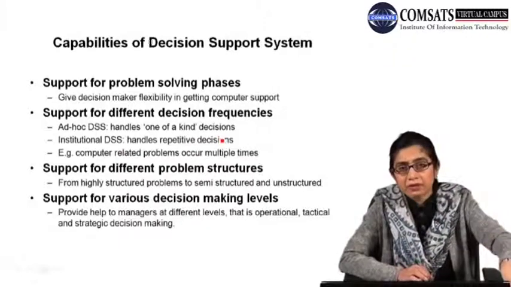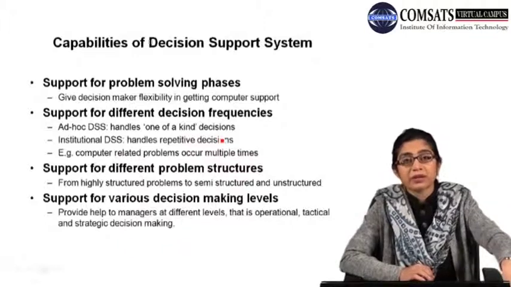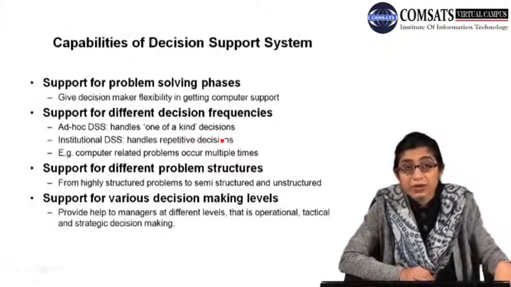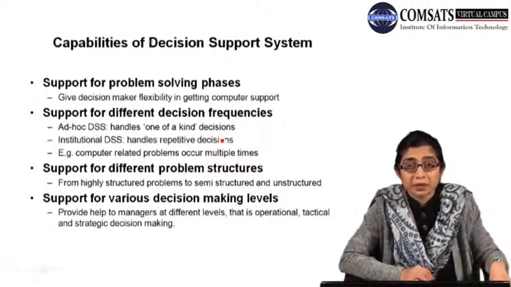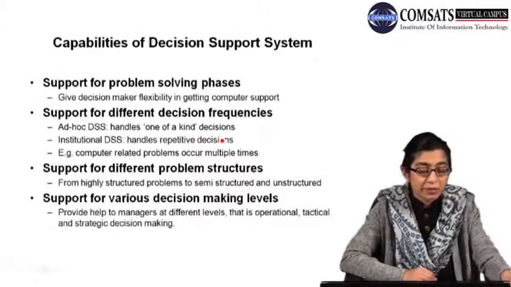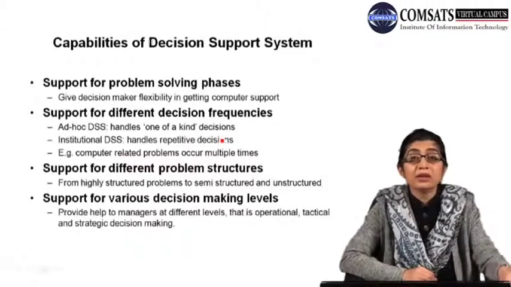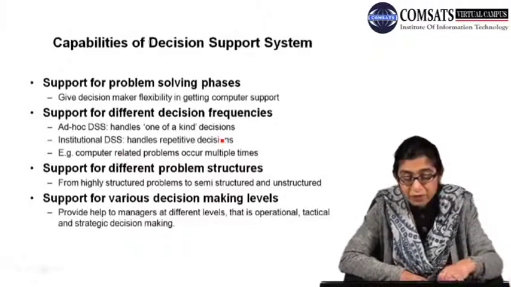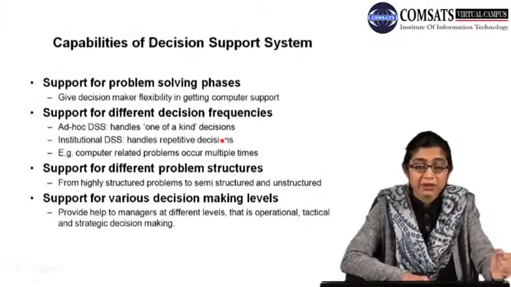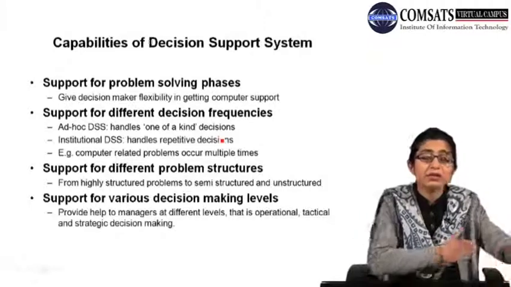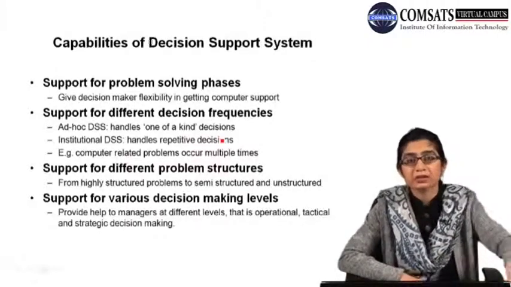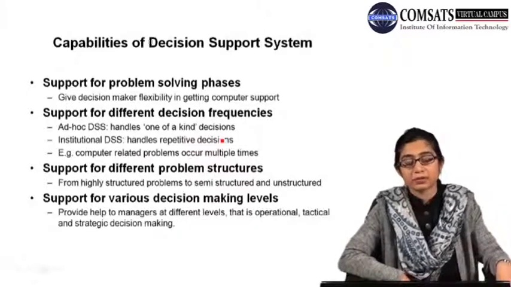Again, talking about management information systems, we said that they basically help the managers do their routine tasks and achieve operational excellence. So what does routine task mean? That they are basically helping the managers make structured decisions. So MIS was basically related to structured problems, whereas DSS goes a step further and also includes semi-structured as well as unstructured problems.